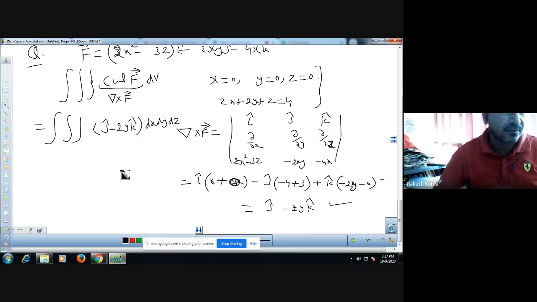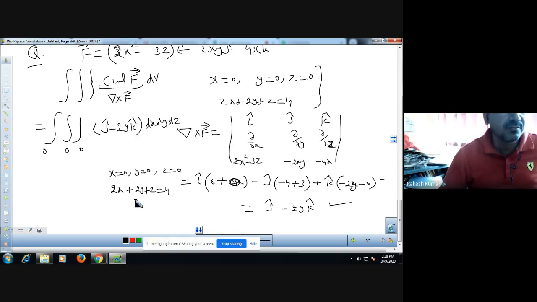The equation of the tetrahedron is given, so that is 2x plus 2y plus z is equal to 4, and x equal to 0, y equal to 0, z equal to 0. Lower limit is clearly 0 in all cases. You can write down the limit of either x first or y first or z first. You can make your own order. Whatever order you are making, the question will always be correct. So there is no doubt about that.